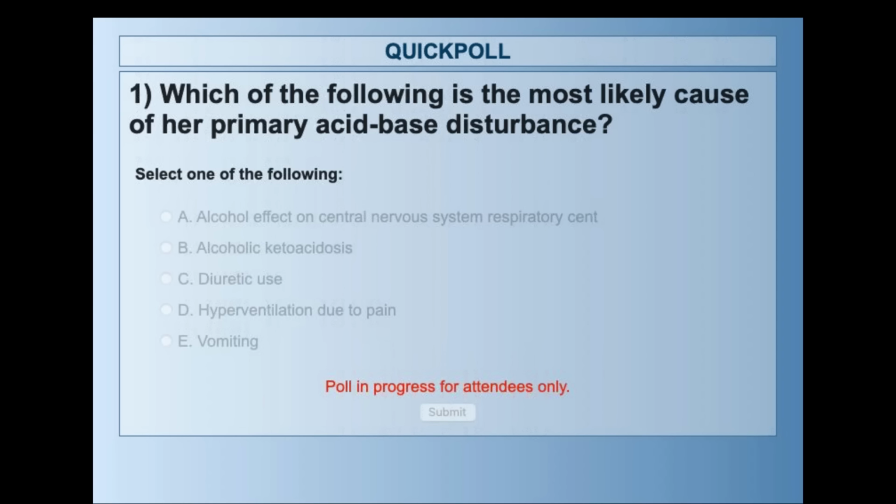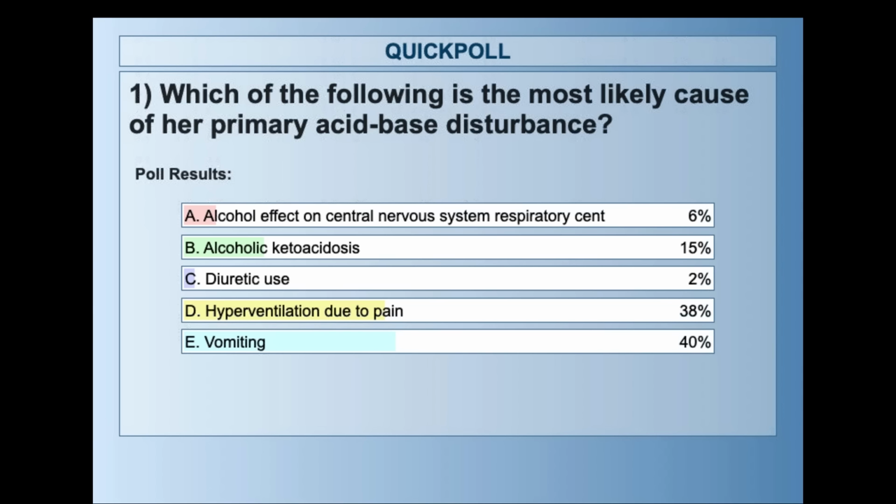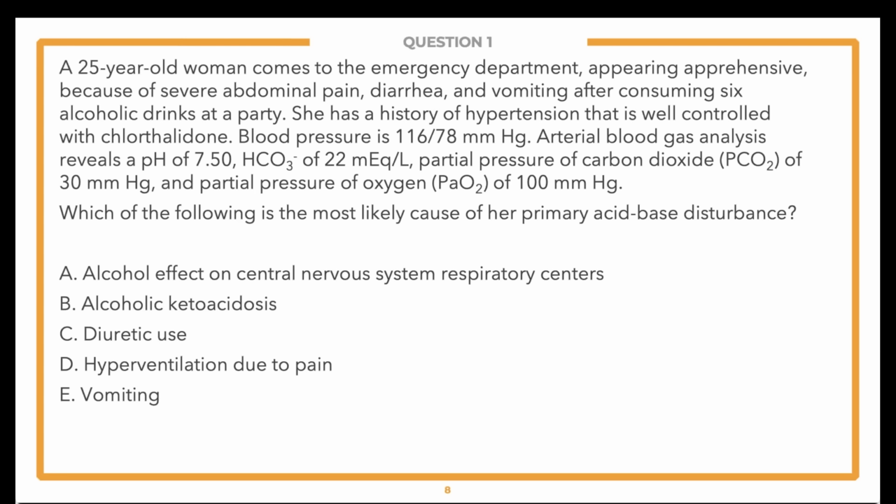So let's go ahead and close the poll and share the results. Looks like most of you went with either answer choice E or D, so vomiting or hyperventilation due to pain. Some of you went with alcoholic ketoacidosis. So again, a lot of you focused on one of two answers. So I'm going to hide the results and get ready to reveal the answer.